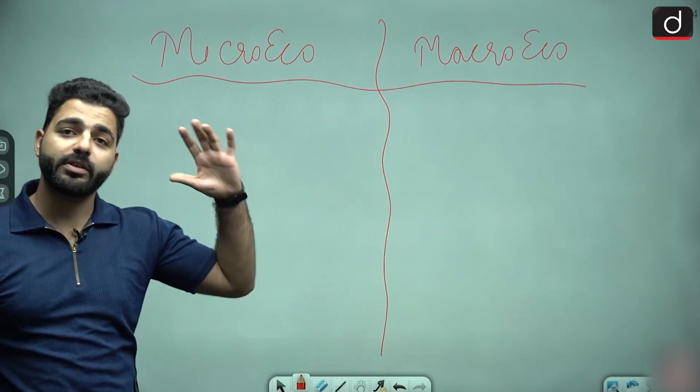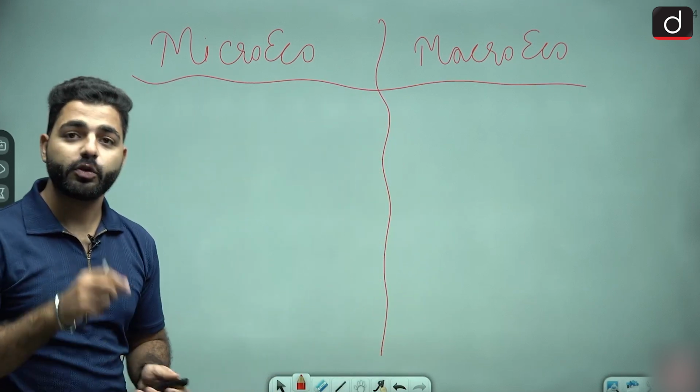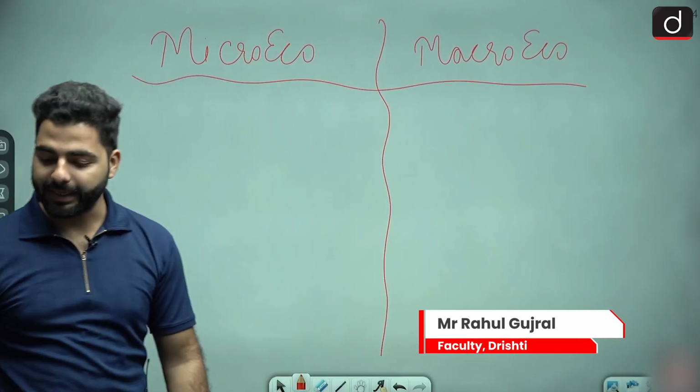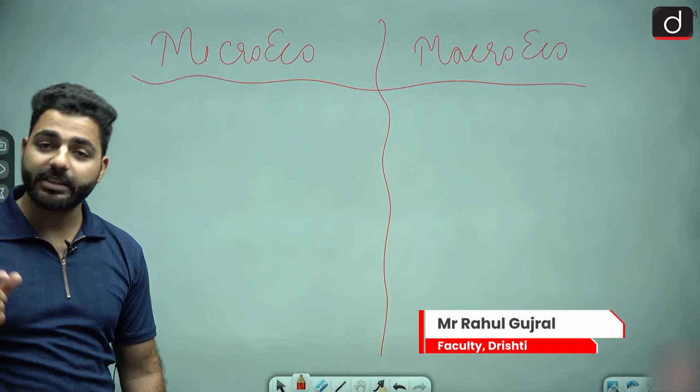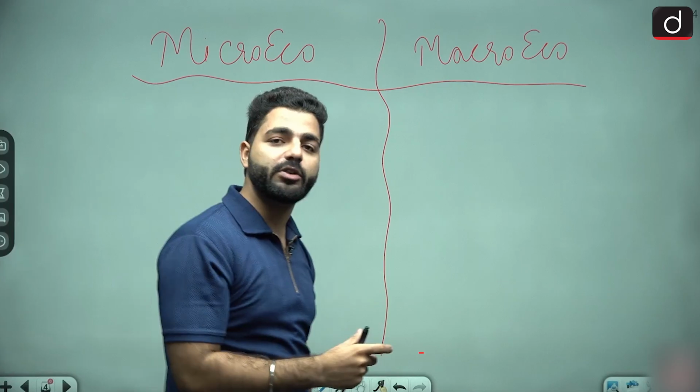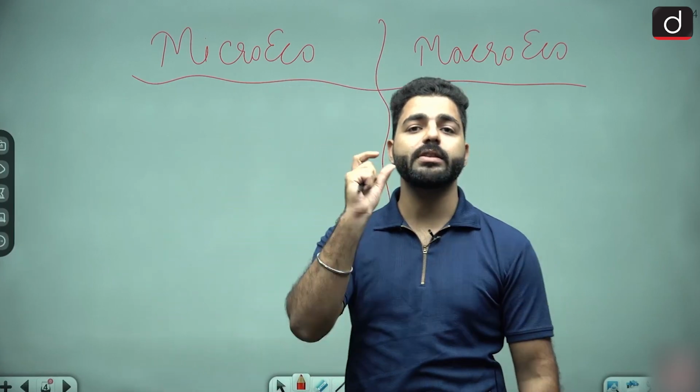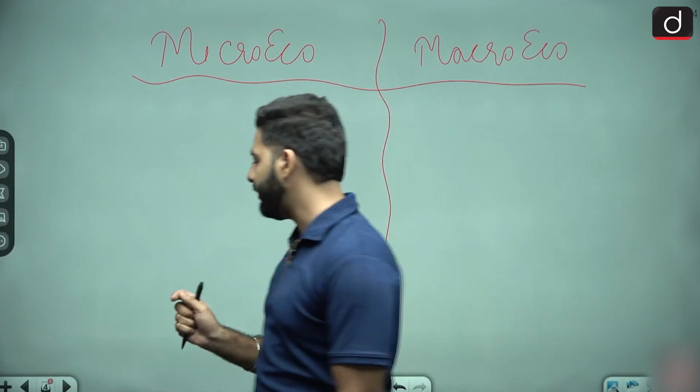Now if you talk about the micro, right? So it talks about the individual units, right? It deals with the behavior of individual units of an economy. It deals with the individual units and the behavior.